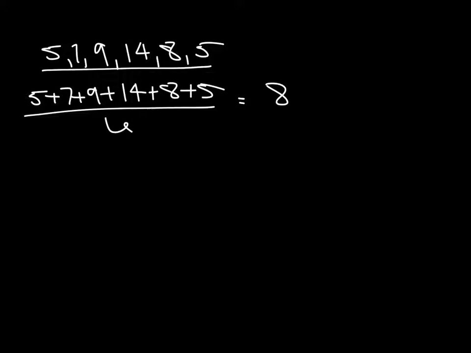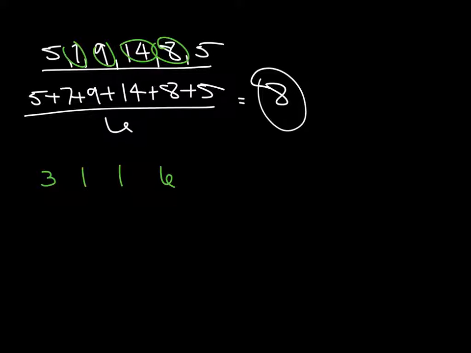Now, once I have the average of 8, I need to find out how far each of these numbers is from that 8. So 5 is 3 away from 8. 7 is 1 away from 8. 9 is also 1 away from 8. 14 is 6 away from 8. 8 is 0 away from 8. And 5 is 3 away from 8. So that's how far they are from the average.